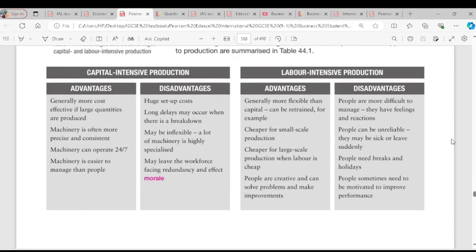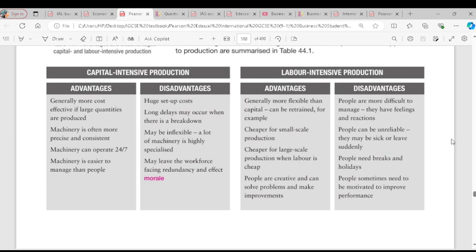For capital intensive, it is generally more cost effective if large quantities are produced. Cost will be reduced because you are producing on a large scale. You get it? Second, machinery is often more precise and consistent because it's standardized. So there won't be mistakes from machines. Machinery can operate 24 hours.